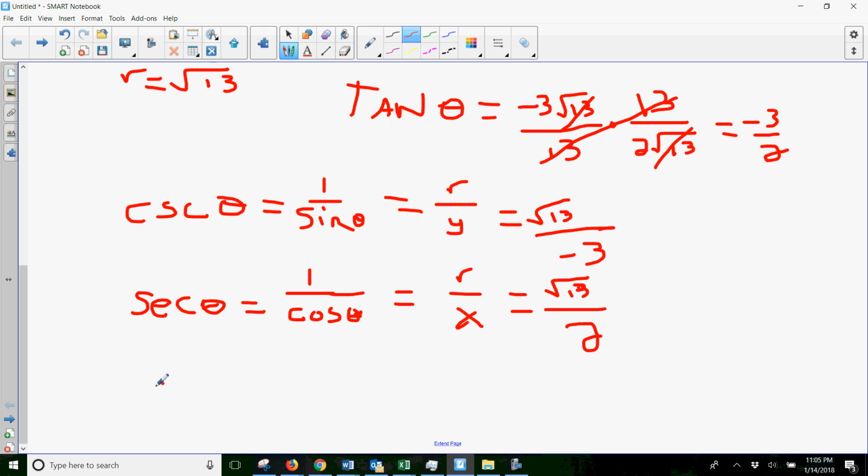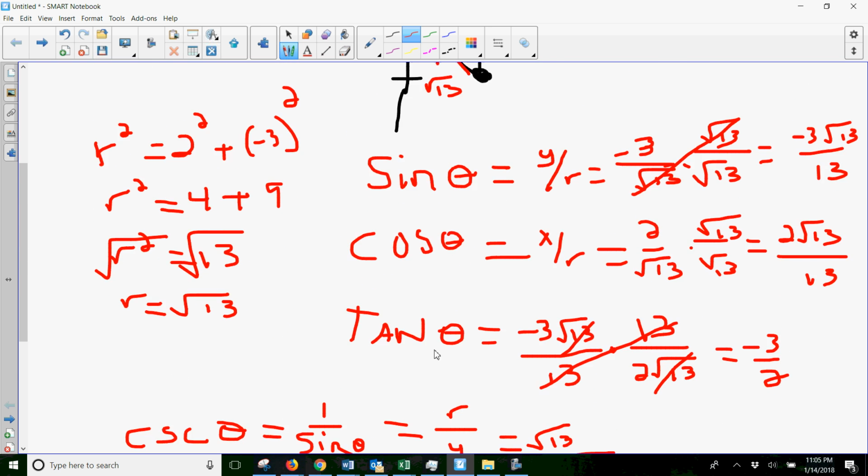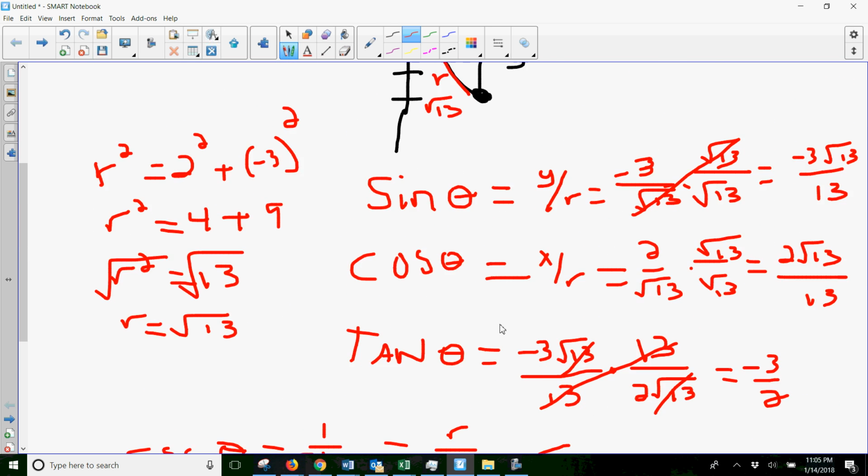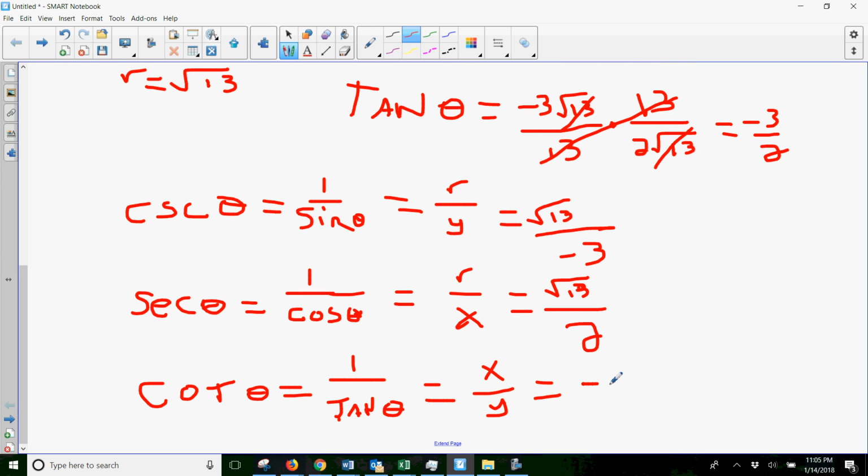And then for cotangent, this is going to be 1 over tangent, which ends up being x over y. So that's going to be 2 over negative 3, or negative 2 over 3.